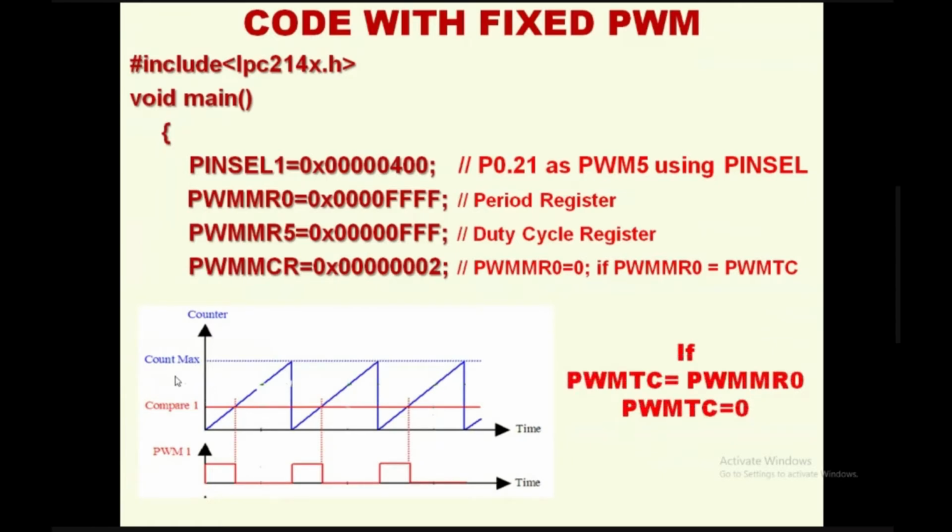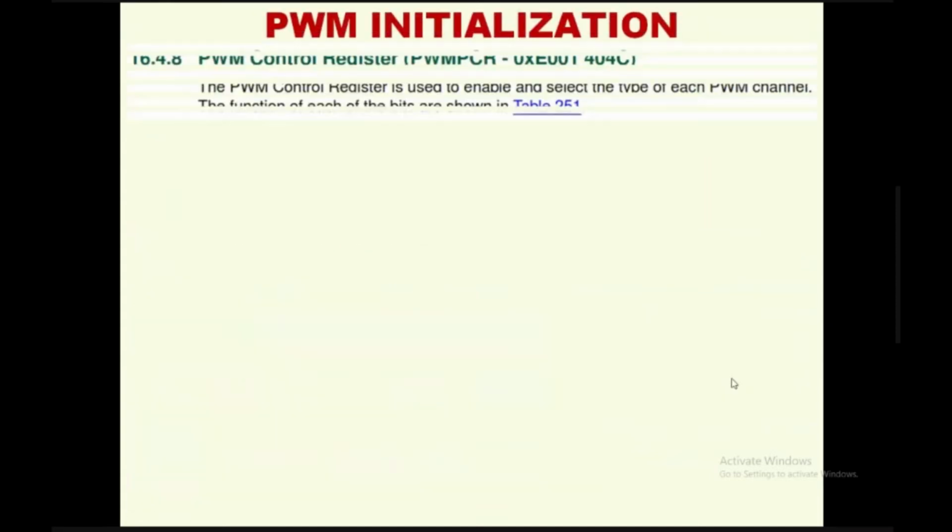So the pictorial representation of this. The count max is the period register value. Whenever the timer reaches this PWMR 0, it brings back to 0. That is what is shown here, right? PWM timer counter value has become 0. What is PWM TC? PWM timer counter with respect to LPC2148. In general, this is the timer and this is the period register value, and there is one more duty cycle register value available. This is common for all microcontrollers that we need to understand.